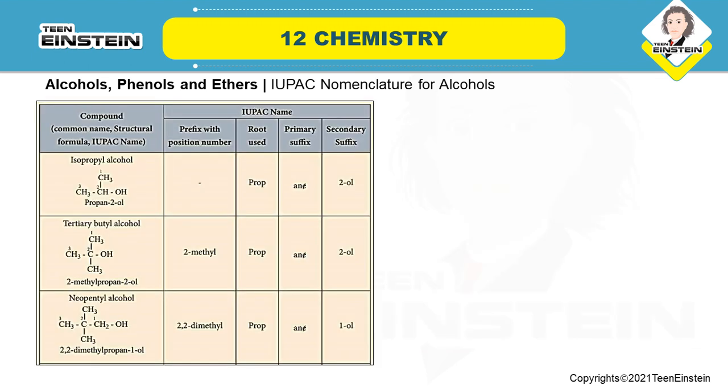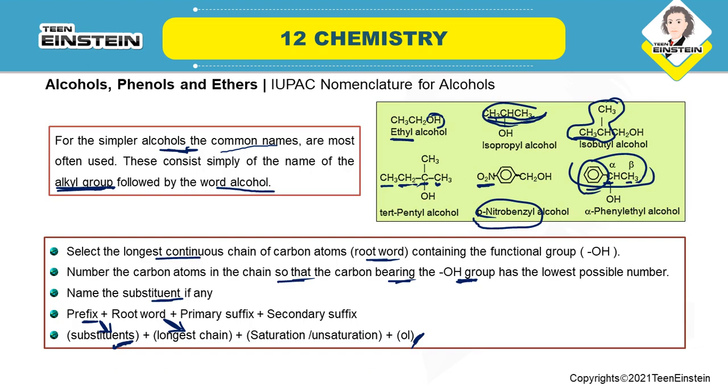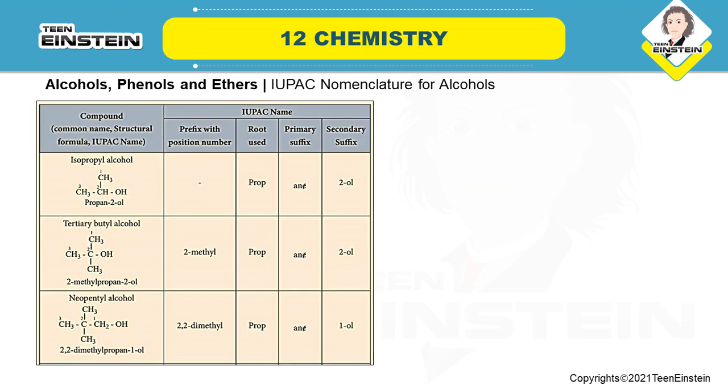Now look at these examples and try to understand the rules that we have mentioned. That is first prefix, the substituent, then root word, the longest chain, primary suffix, secondary suffix. So here we have columns, where prefix is mentioned in the first column, then root word, primary suffix and secondary suffix. And in the leftmost column we have the compound with the common name, the structural formula, and at last the IUPAC name.